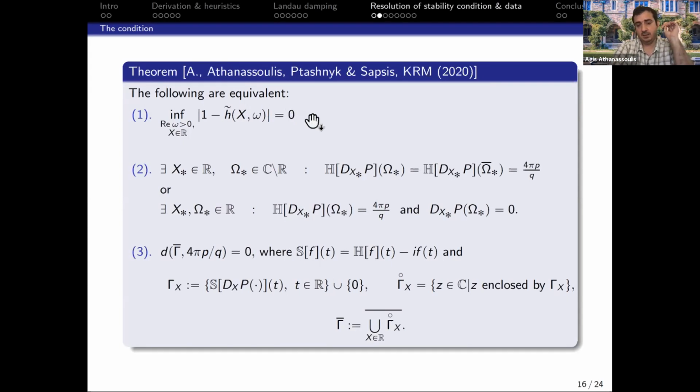An equivalent formulation of the stability condition is: you give me a spectrum P, I take for every wave number x its divided difference with increment x, and I compute the signal transform, which is a complex valued function, and I plot this for all values of the embedded variable. This gives me a curve in the complex plane, a closed curve in the complex plane. I do this for all wave numbers.